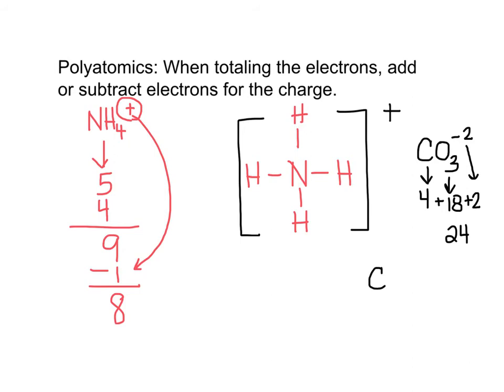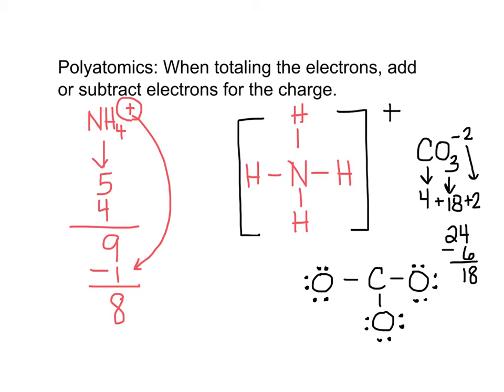So here we go. So we're going to do our carbon, our oxygen, and our other oxygen. That is going to get rid of 6. We need to place 18. 1, 2, 3, 4, 5, 6, 7, 8, 9, 10, 11, 12, 13, 14, 15, 16, 17, 18.